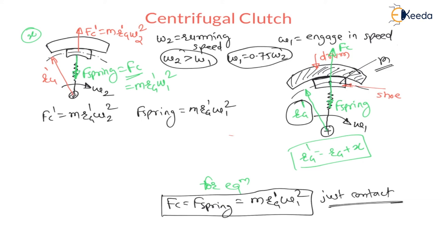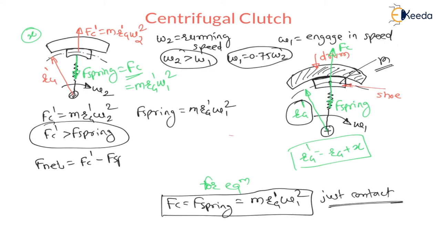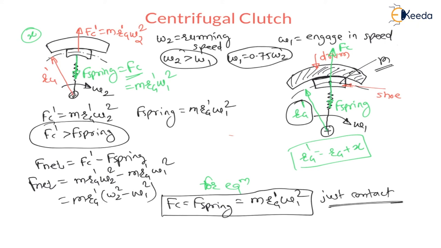Now can I say F_c dash is definitely more than spring force? Therefore there will be net unbalanced force in the outside direction. Therefore F net is equal to F_c dash minus F of spring. This is nothing but net force acting between the contacting surface, equal to m rg dash into omega 2 square minus m rg dash omega 1 square, which is nothing but m rg dash times omega 2 square minus omega 1 square. This is a net unbalanced force acting at the contacting surface.